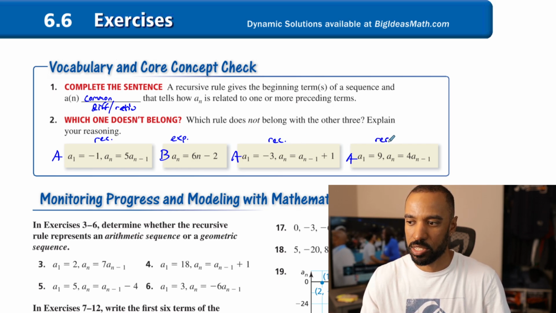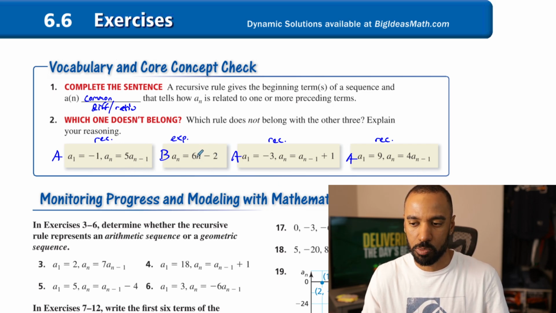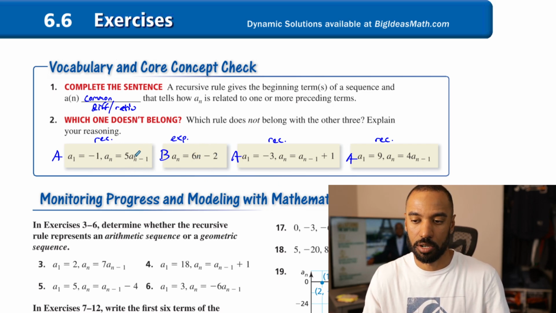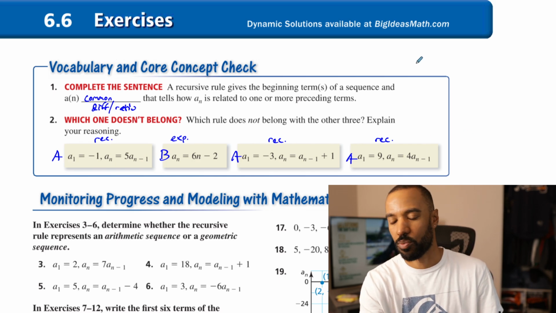You can tell just based off the fact that these ones use the a sub n minus 1. This one does not. This is based on n, based on the position of the term. The other ones are based off the value of the previous term. So hopefully the first one's right when I say exactly what that one was, if you have to fill it out, but hopefully at least you understood why I stated what I stated.